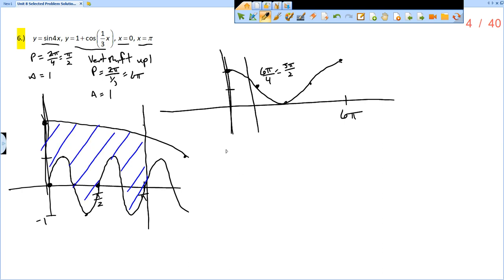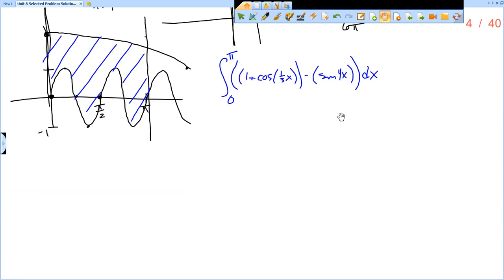And so I'm going to integrate from x equals 0 to x equals pi. The upper boundary of the region is 1 plus cosine of 1/3 x, right? And then minus the lower boundary of the region, which is just sine of 4x, with respect to x. So that is what we need to integrate right now. We actually have to carry this out because it does say to find the area. So let's go ahead and do that.